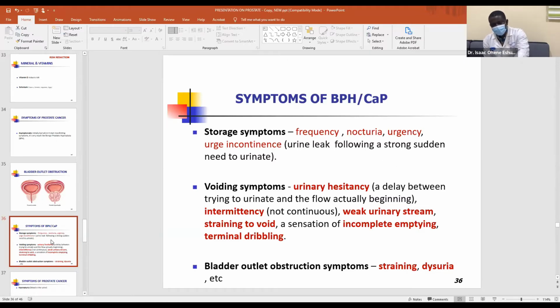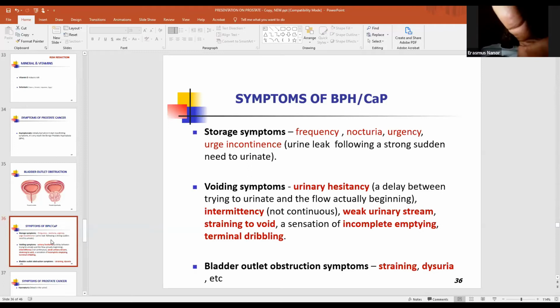So we finish with the storage symptoms. Then we come to voiding symptoms. When we look at voiding, means when you are passing the urine, what are the symptoms that could manifest? Now, one is hesitancy. So here you can feel that you have a very strong urge to push the urine. There's a lot of urine in the bladder, but you go and there's a delay between trying to urinate and the flow actually beginning. So that's hesitancy. You have the urge, but there's a delay.